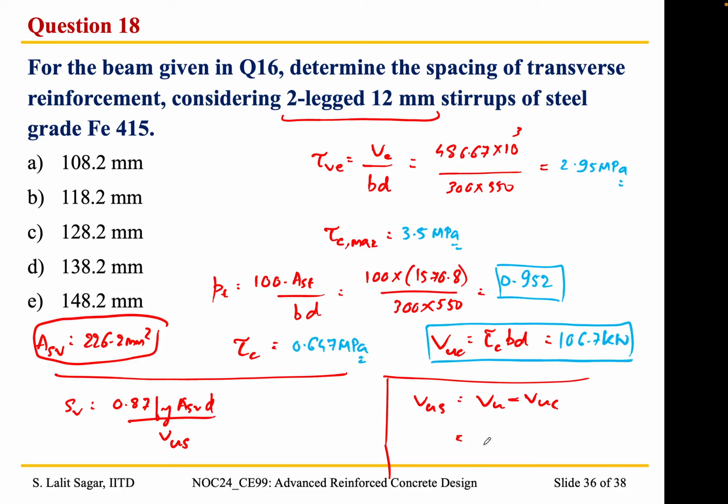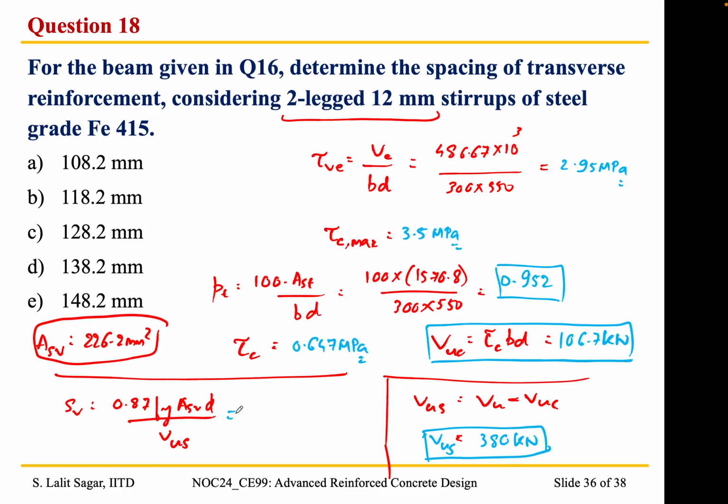After this we need to determine the force for which we are going to design the stirrups. VUS is equal to VU minus VUC, that is 486.67 minus 106, so that gives us a value of 380 kilonewton. Kindly check, those who are attending the session and those who will be watching the recording, that you are also getting this value of 380 kilonewton.